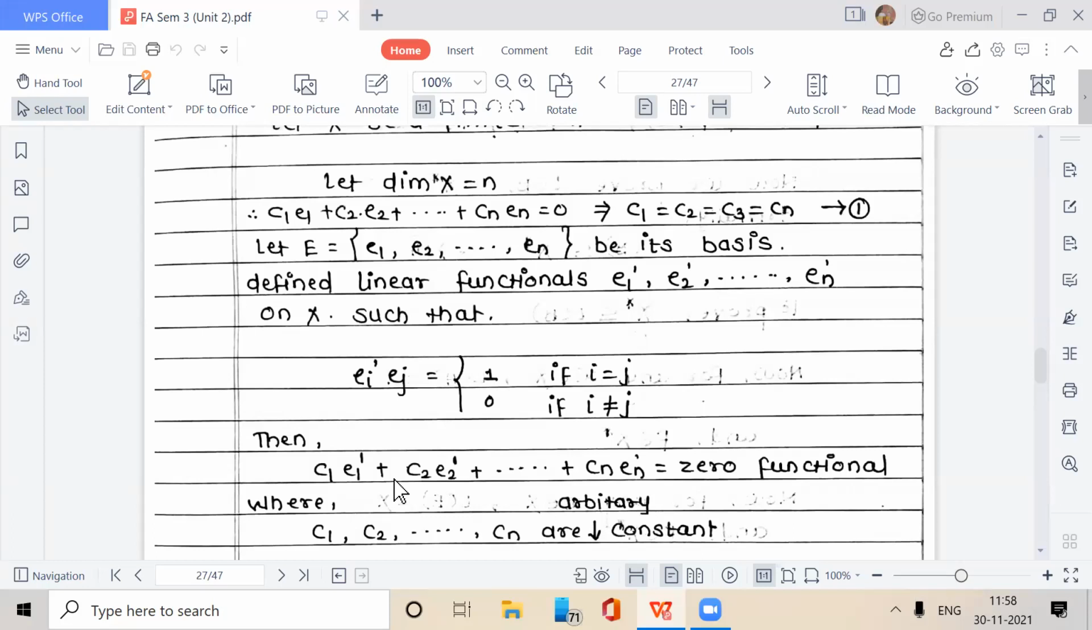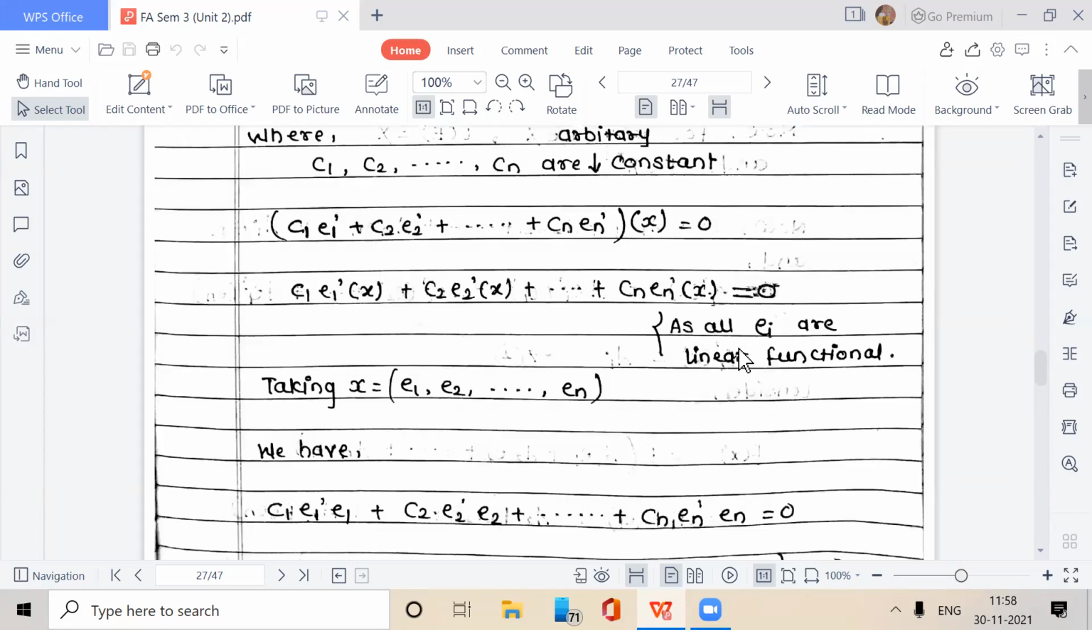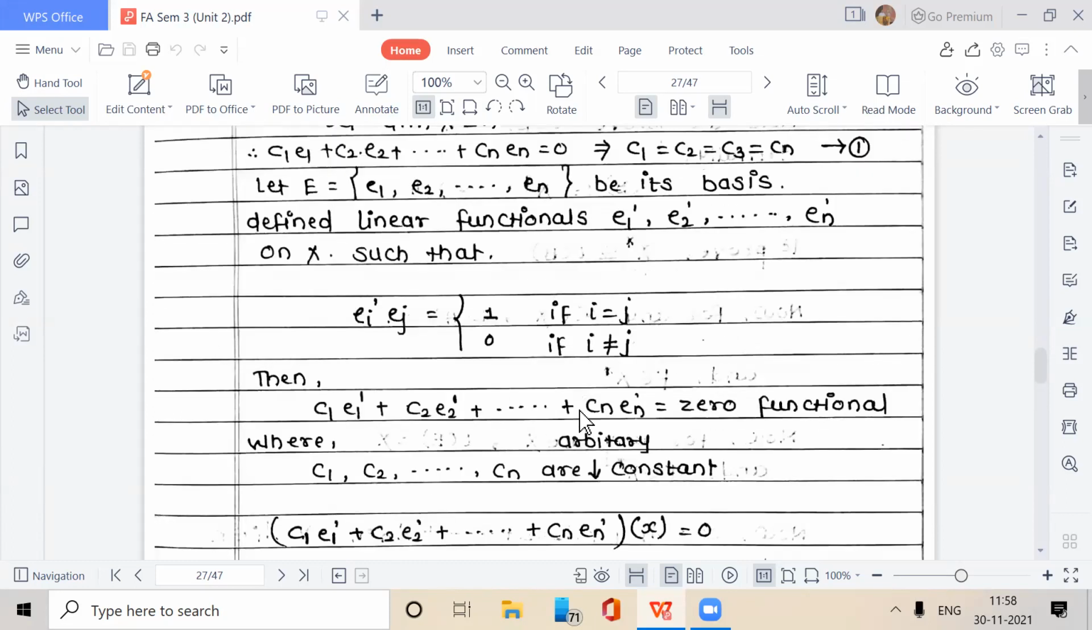Now consider a linear combination C1 E1 dash plus C2 E2 dash plus and so on Cn En dash equal to the 0 functional. Now you can write this as C1 E1 plus C2 E2 plus and so on Cn En is equal to 0, the 0 functional. That 0 will lie in X star because E1 dash, E2 dash up to En dash is a subset of X star. So this 0 functional will be 0 in X star, where C1, C2 to Cn are arbitrary constants. These constants are from the field of scalars.